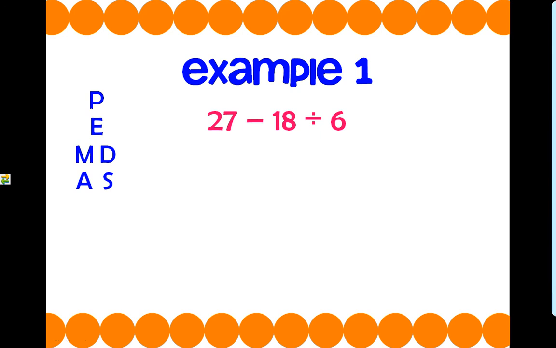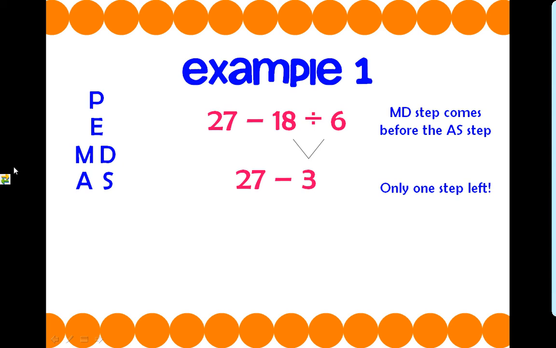Okay, so let's look at this example. You have 27 minus 18 divided by 6. Using order of operations. We look where there's no parentheses, there are no exponents, but there is a division. So the multiplication division step comes before the adding and subtracting step. So you're going to divide first here. So 18 divided by 6 is 3. Then I'm just going to bring down what I haven't used. So now we've only got one step left, and 27 minus 3 is 24. And that is our answer.